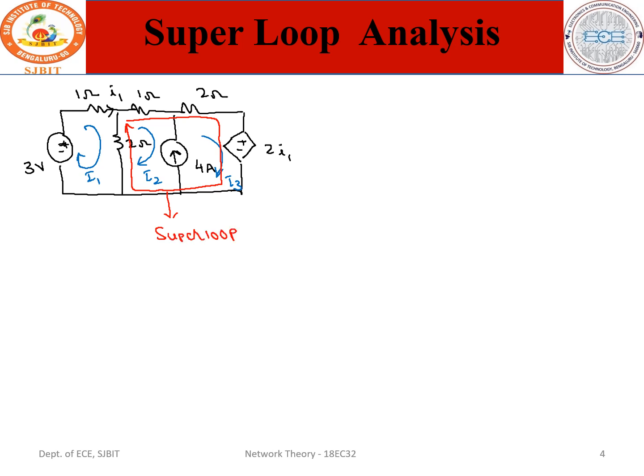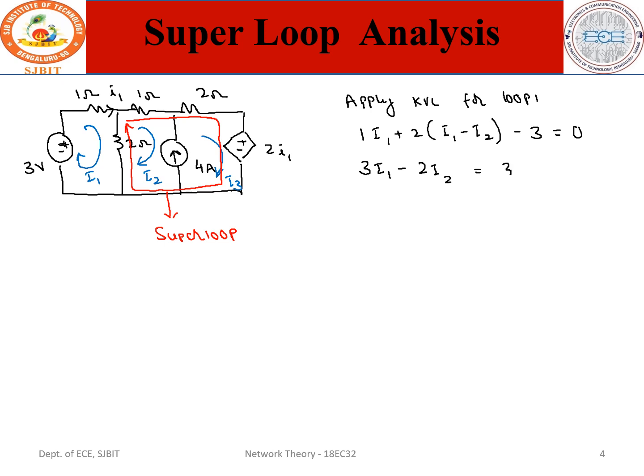So now apply the KVL for loop 1. Then we can write the equation like this: 1 into I1 plus 2 into I1 minus I2, because I2 is in the opposite direction of I1. Therefore, you have to write I1 minus I2, minus 3 equal to 0. This becomes 3I1 minus 2I2 is equal to 3. So call this equation 1.